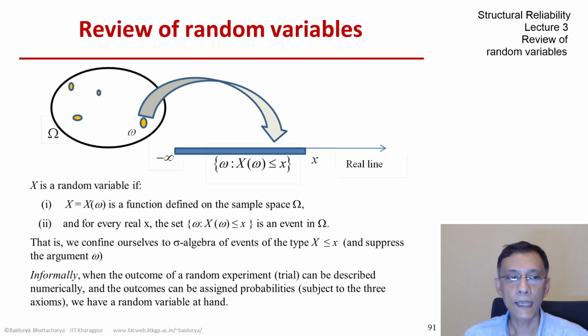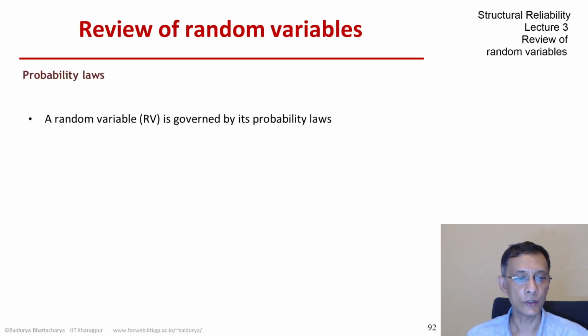A random variable can be discrete or it can be continuous, and as I said, it's governed by its probability laws. If a quantity varies randomly with time, we model it as a stochastic process. A stochastic process can be viewed as a family of jointly distributed random variables. If a quantity varies randomly in space, we model it as a random field, which can be thought of as a generalization of a stochastic process in 2 or more dimensions.